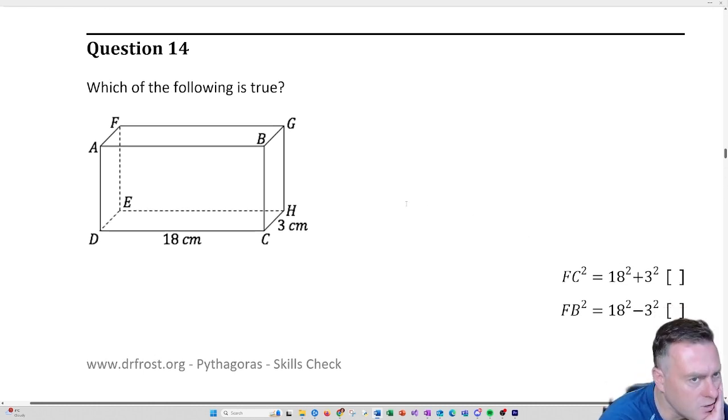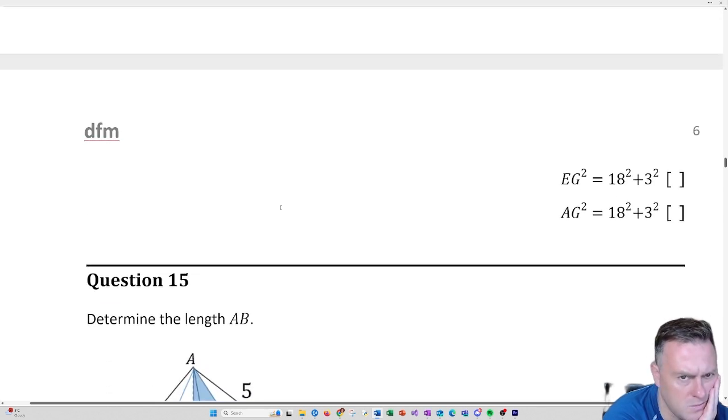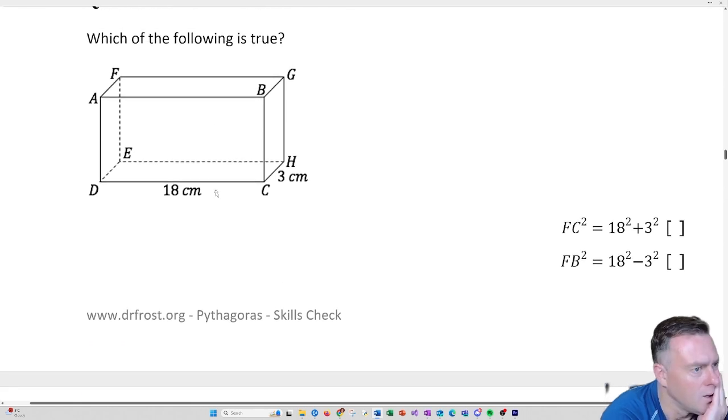FC, well, let's just manually look here. FC, so from the front to the back, or FB? So F to B, 18, 3. Is there more answer? Yeah, okay.